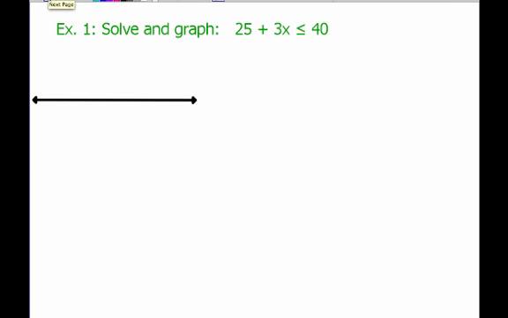So let's start with example 1. It says solve and graph 25 plus 3x is less than or equal to 40. So if we think back to how we solve an equation, it's very similar. Our first step is to get rid of this 25. We do that by subtracting 25 on both sides. Do that and we get 3x is less than or equal to 15. Then I need to divide both sides by 3.